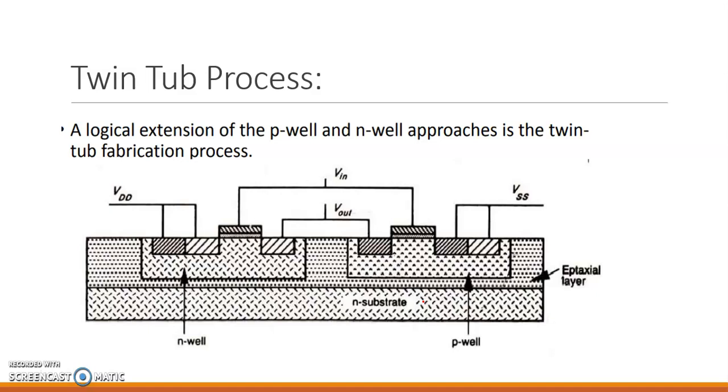Definitely, in the twin tub process we are going for some extra steps, but that depends on the application. It depends on whether we can pay much for this fabrication process, and we are getting the benefit of avoiding the latch up condition, and the separate optimization we can get in the twin tub process. So the only drawback is that some extra steps are required in the formation of a chip of this type.